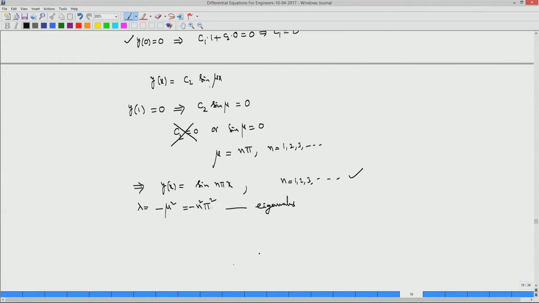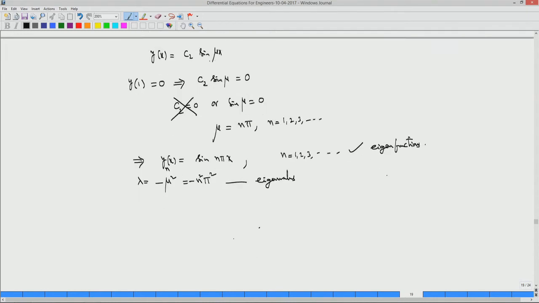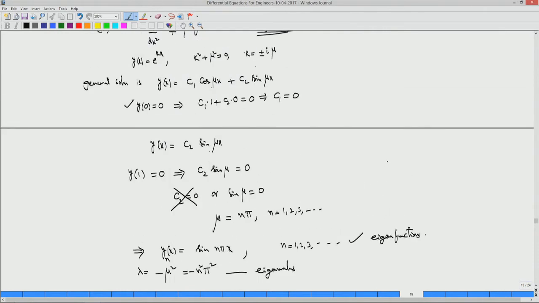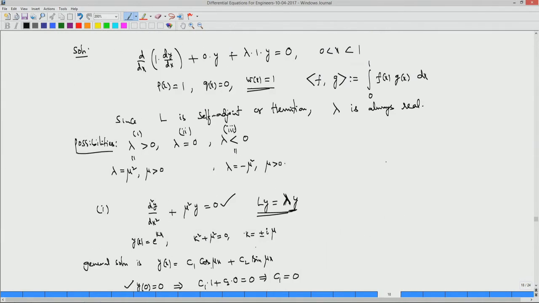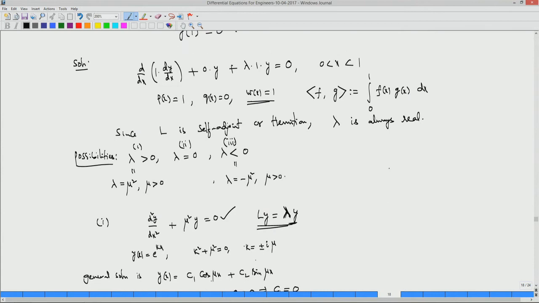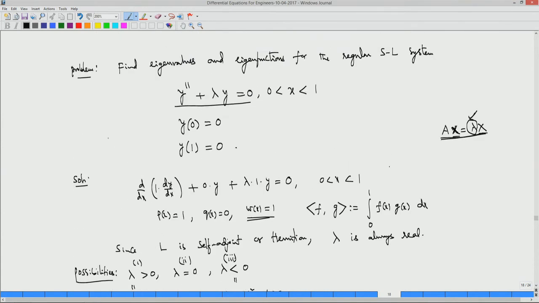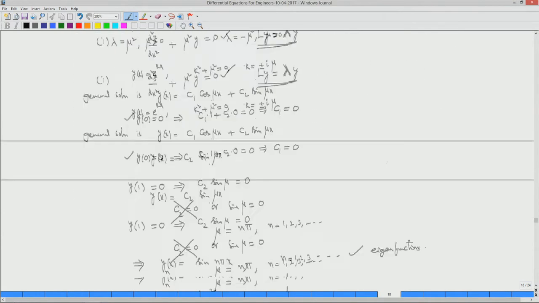Corresponding to mu equal to n pi, I have the corresponding solution yn. You can call this yn because it depends on n. So these are eigenfunctions. What you have seen is that you found the eigenvalues and eigenfunctions for this regular Sturm-Liouville system. So what else can you do?